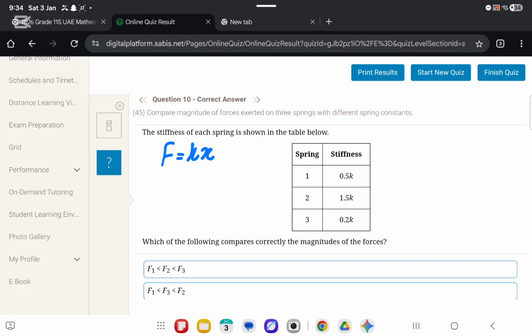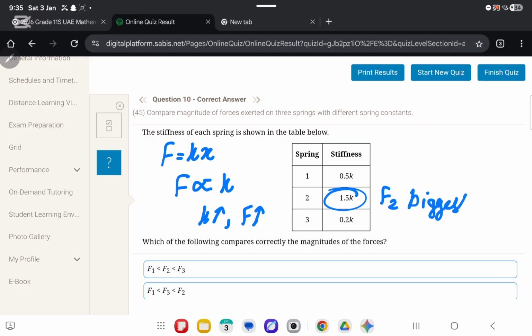Now, here, naturally, you can say that F is directly proportional to K, right? So that means as K increases, F will increase. Now, here, with 1.5K, F2 is going to be my biggest. Why? Because K is the largest here. So spring 2 has force F2, and this is the biggest one. This is followed by F1, and then F3 is the smallest.